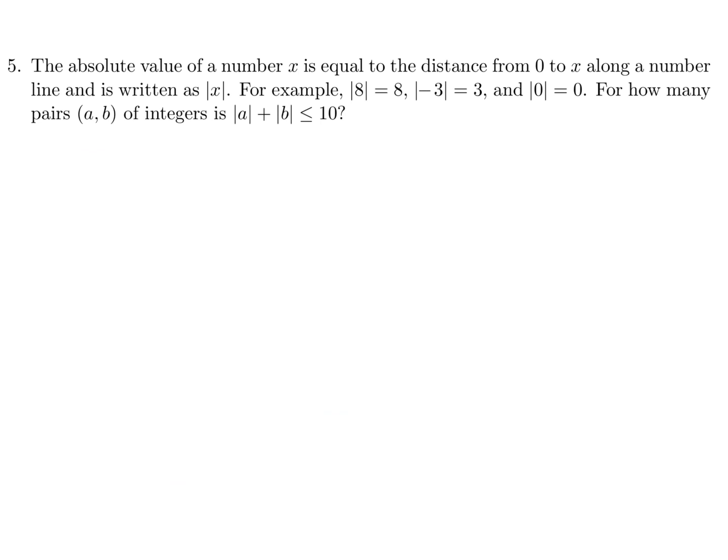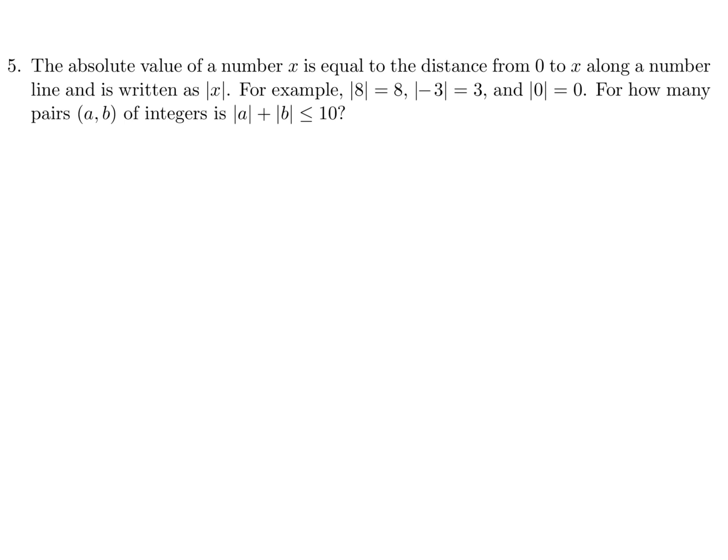The absolute value of a number x is equal to the distance from 0 to x along the number line, and is written as |x|. So, for example, the absolute value of 8 is 8, the absolute value of negative 3 is 3, the absolute value of 0 is 0. For how many pairs (A, B) of integers is |A| + |B| less than or equal to 10?